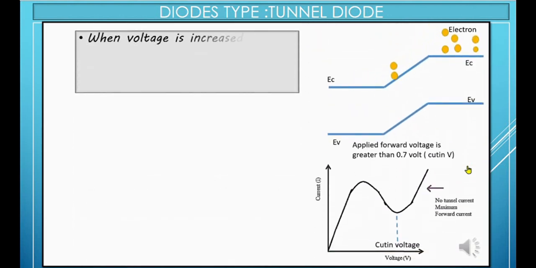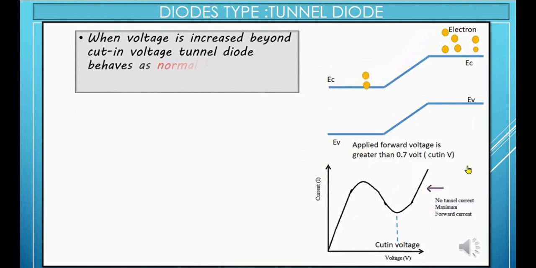When we further increase the voltage beyond the cut-in voltage, which for silicon is approximately 0.7 volts, it will act as a normal PN diode, and in a normal PN diode, current will increase beyond the cut-in voltage. This is the main difference between a PN diode and a tunnel diode. In a simple PN diode, before the cut-in voltage, the current will be zero, but in a tunnel diode, the current will first increase and then decrease.